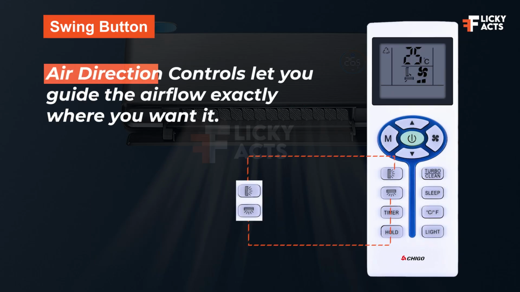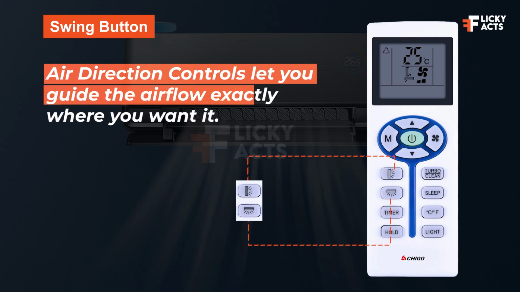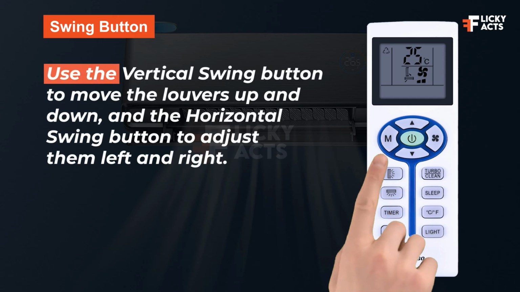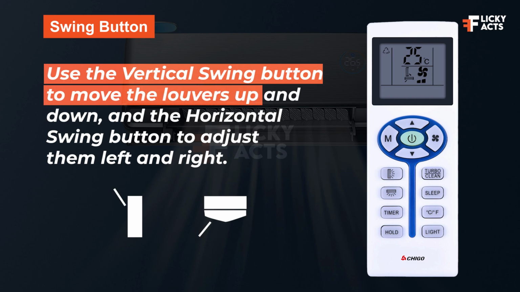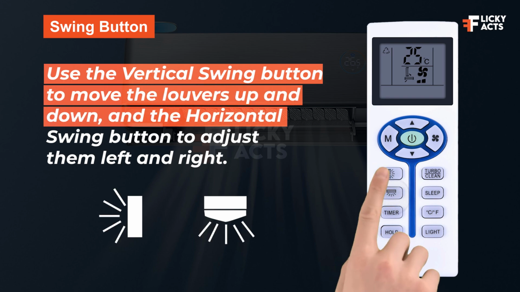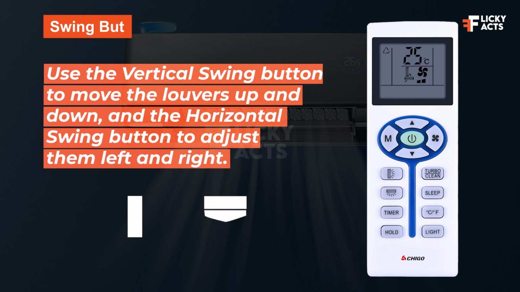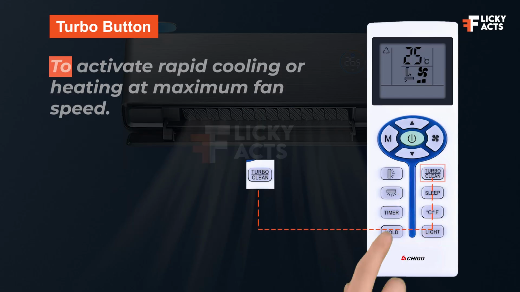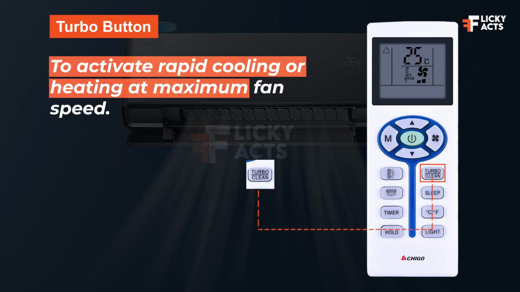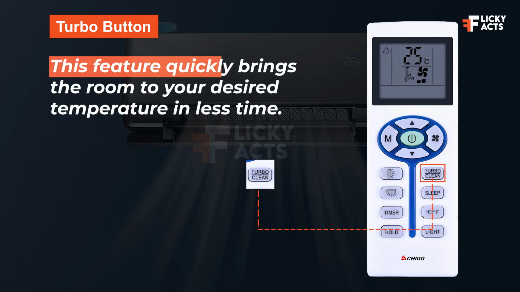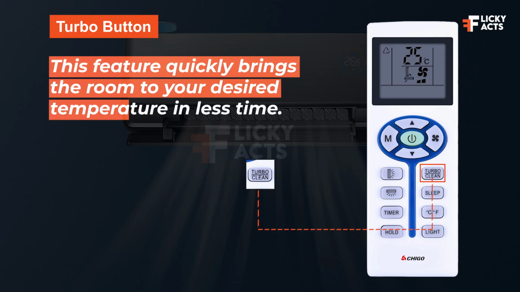Air direction controls let you guide the airflow exactly where you want it. Use the vertical swing button to move the louvers up and down, and the horizontal swing button to adjust them left and right. Press the turbo button to activate rapid cooling or heating at maximum fan speed. This feature quickly brings the room to your desired temperature in less time.